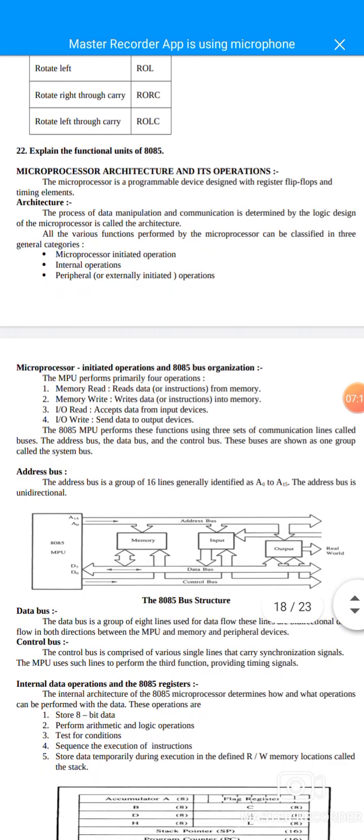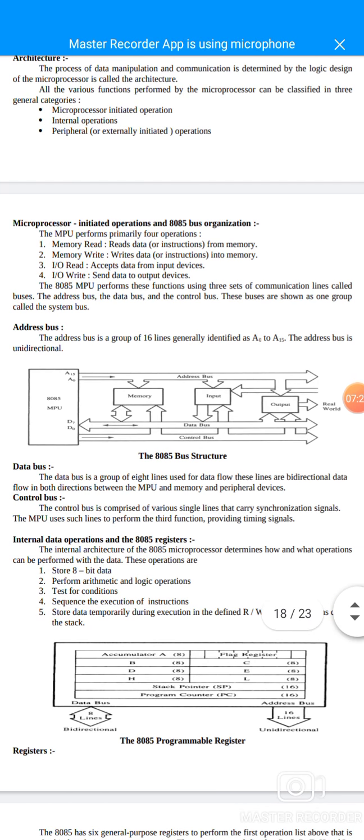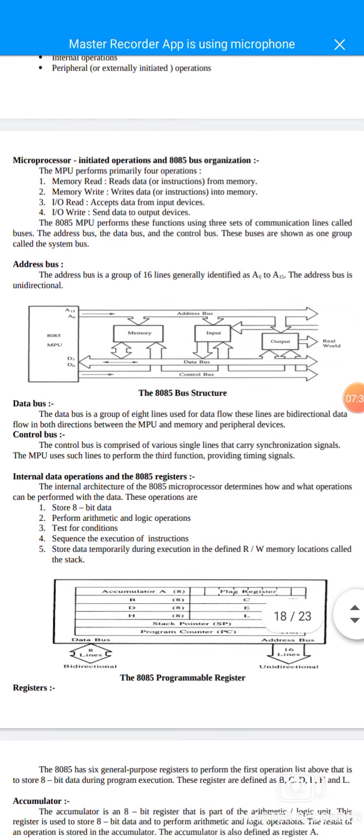Microprocessor-initiated operations and 8085 bus organization. The MPU performs primarily four operations: memory read, memory write, input/output read, and input/output write. It reads data from memory, writes data into memory, accepts data from an input device, and sends data to an output device. The 8085 MPU performs these functions using three sets of communication lines called buses: address bus, data bus, and control bus. These buses are together called the system buses.